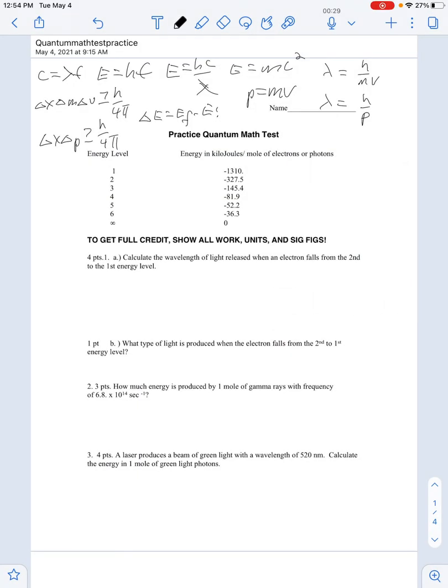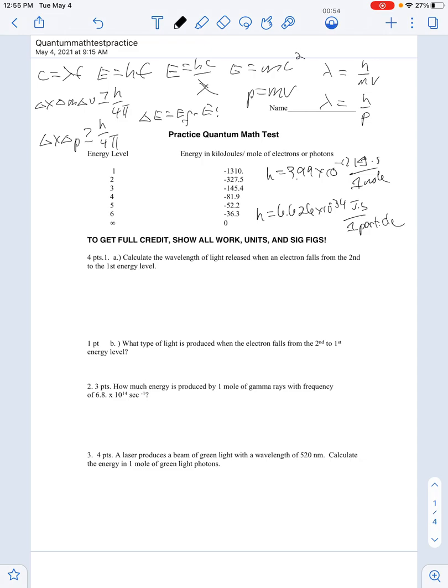Okay, so all the equations you see at the top there are on Appendix I, so you don't have to memorize them. And we also have two versions of Planck's constant. This one in kilojoules seconds per mole, and the other one is in joules times seconds per one particle.